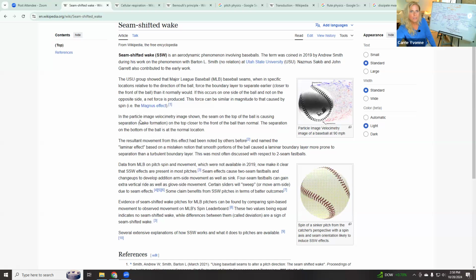This shows in the particle image velocimetry image shown, the seam on the top of the ball right here is causing separation, wake formation on the top closer to the front of the ball than normal. The separation on the bottom of the ball is at the normal location. The resultant movement from its effect has been noted and named the laminar effect, based on a mistaken notion that smooth portions of the ball cause a laminar boundary layer more prone to separation. Okay, so let me pause.